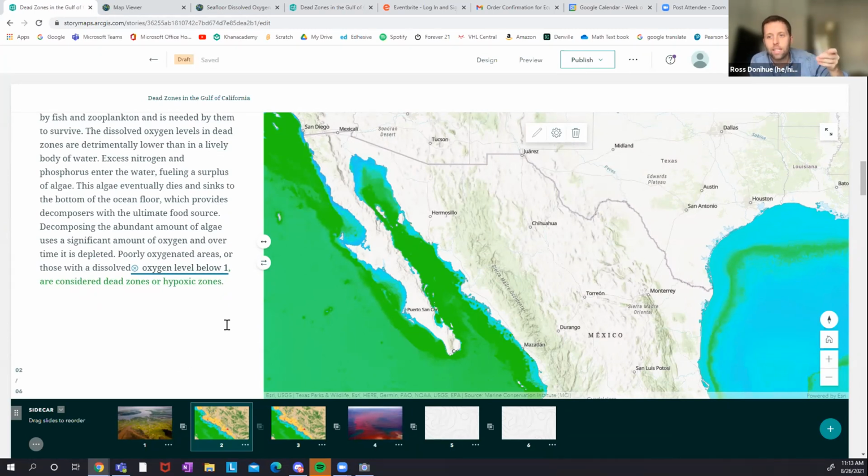Okay. So just an interesting technique for everybody on the call, but also for the story to be able to reinforce how dead zones in the Gulf of California relate to these toxic zones.